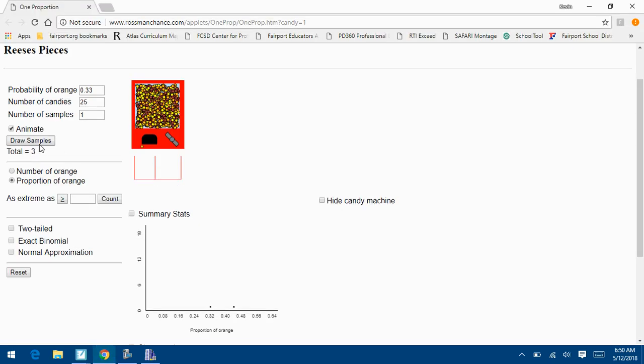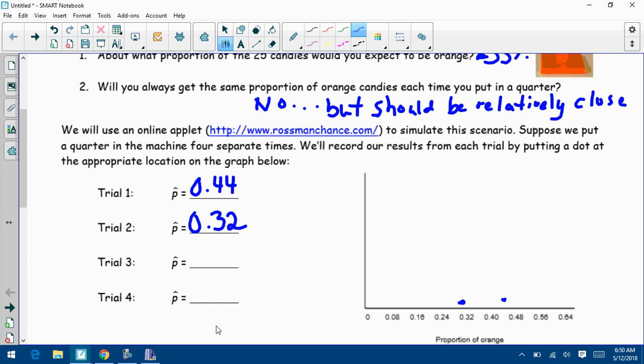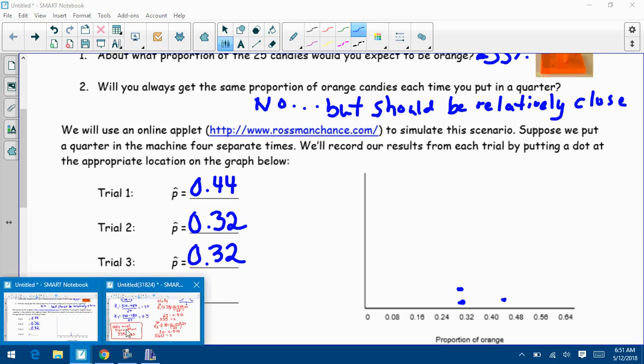Okay, let's do a couple more. Here's number 3. Counting out the oranges, there they go. Look, I got the exact same thing as last time. I got 32%. So what happens on the chart? Oh, there's a dot right above the old 32%. I'm essentially going to be drawing a bar graph. So the more dots in one spot, the more times that occurred. So trial 3 was also 32, which isn't super abnormal because it's right around 33%. And there's my dot. And let's just do one more time.